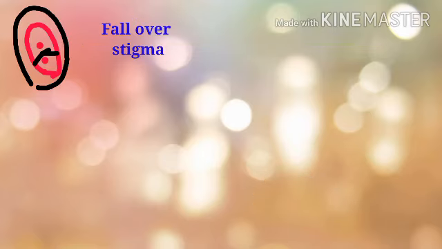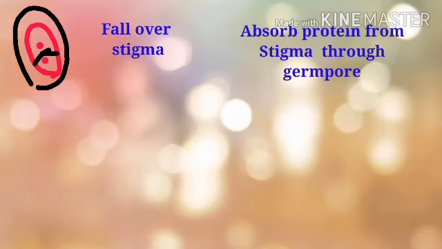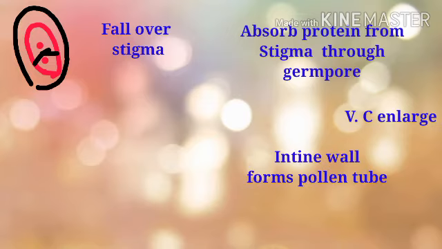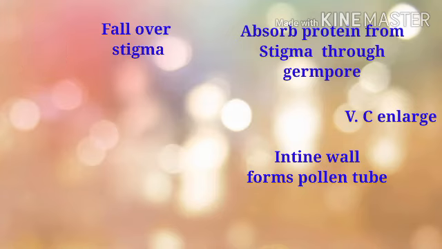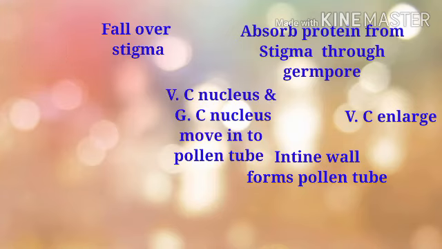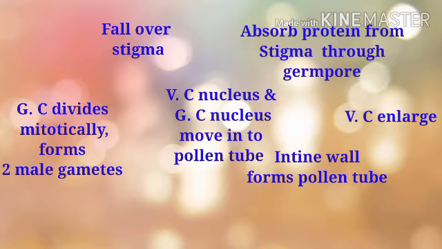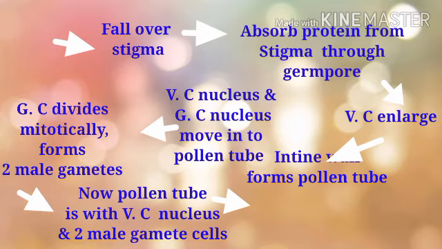Now let us see how it happens. The pollen grain with the two cells falls over the stigma, and after that it absorbs protein from the stigma through the germ pore. As a result, the vegetative cell enlarges in size. Then, for pollen tube formation, the intine wall forms the pollen tube, and after that the vegetative cell nucleus and the generative cell move into the pollen tube. Then the generative cell divides mitotically to form two male gametes. So finally the pollen tube has the vegetative cell nucleus and two male gamete cells. So that is the male gametophyte.